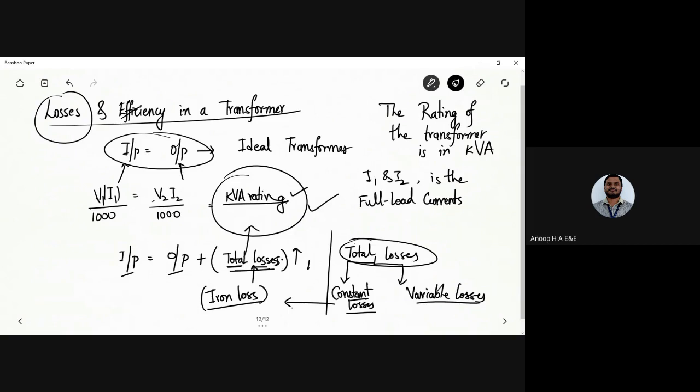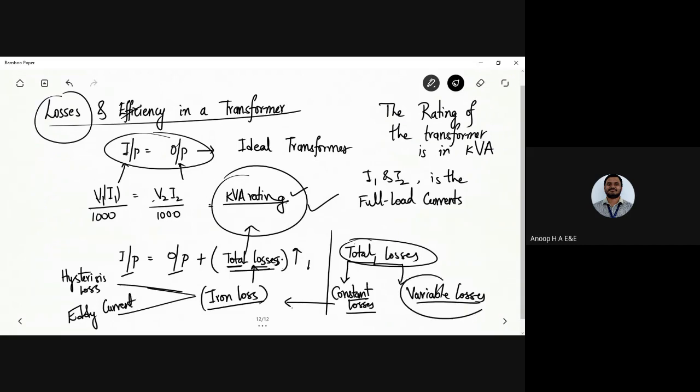Now again, this iron loss is further divided into two categories. That is with respect to the hysteresis loss and eddy current loss. Hysteresis loss and eddy current loss.